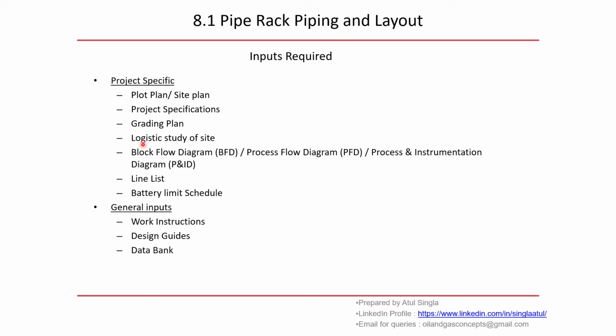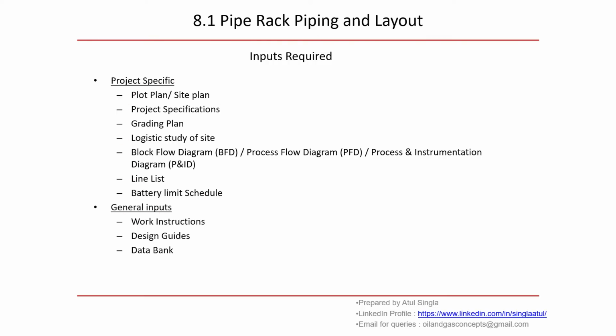This is generally done by civil, but we need to have this study with us to start pipe rack layout. Then block flow diagram, process flow diagram, and process instrument diagram. This is the basic thing which we require for any layout and piping. Line list, of course, we need to know which line is coming from where and which line is going where. Battery limit schedule: what are the lines which are entering a particular unit and what are the lines exiting from that unit. So this is the basic information which we require to start pipe rack layout.